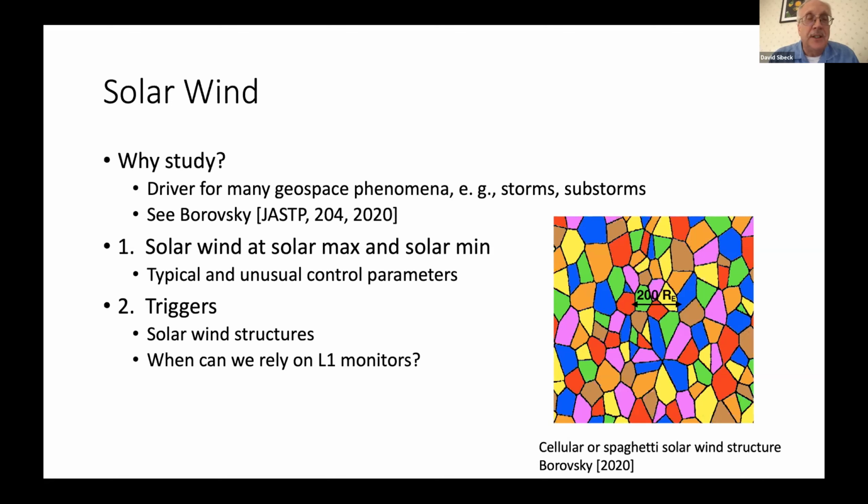What I have time to talk about today a little bit is the solar wind at solar max and solar min, and the control parameters that it exerts on the magnetosphere, and triggers in the solar wind, and how confident we are, or how unconfident we are, about whether they come to the Earth. This beautiful picture on the right shows a kind of cellular or spaghetti structure of the solar wind, as illustrated by Joe Borowski in that article.